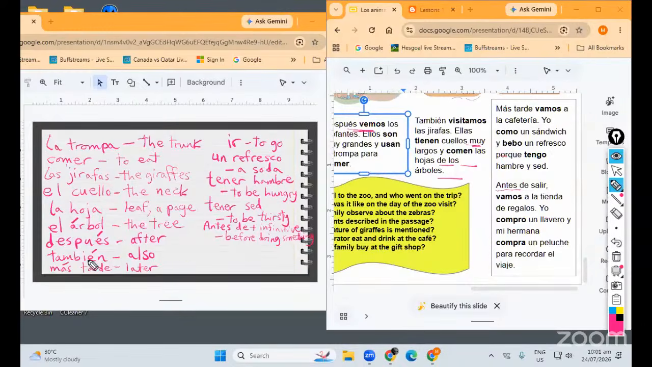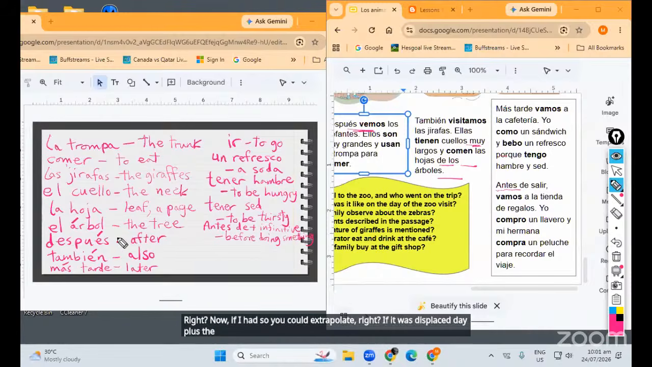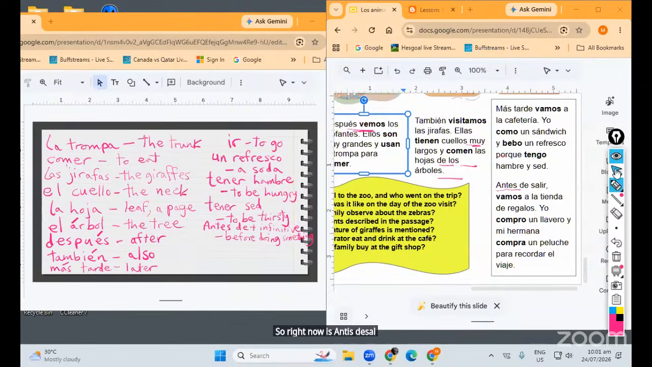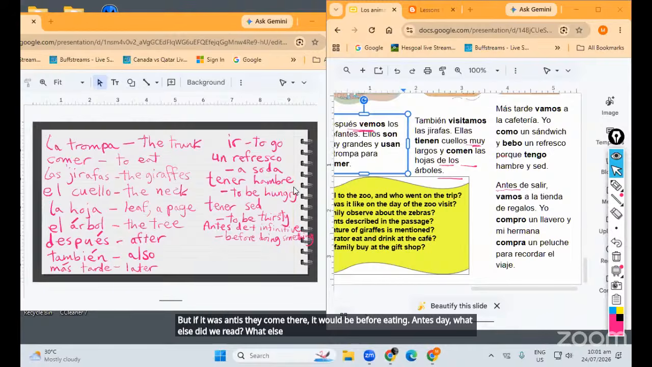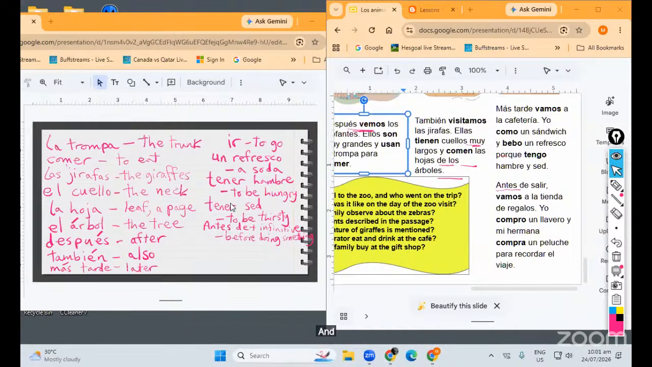Right? Now, you could extrapolate, right? If it was después de plus the infinitive, it would mean after doing something. So right now is antes de salir, before doing whatever salir is. But if it was antes de comer, it would be before eating. Antes de, what else did we read? What else did we meet? Antes de tener hambre, before being hungry. Before, antes de ir, before going.